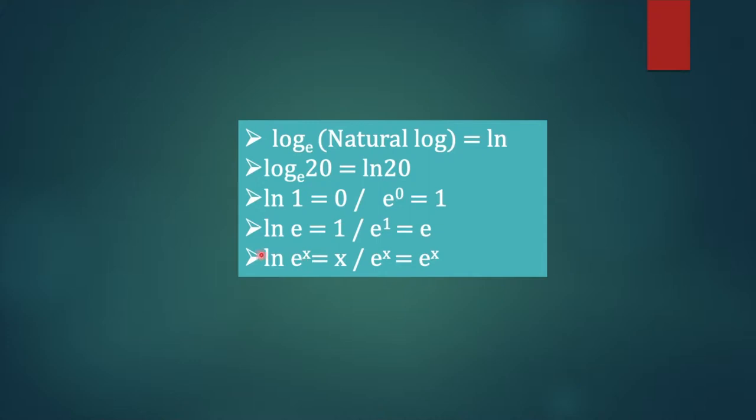Another property of natural log is ln of e to the power x. What is the ln of e to the power x? Here the base e is hidden. What is the power of e to become e to the power x? It is x itself. ln e to the power x is equal to x. These are some of the properties of natural log which we often come across and which are quite useful to remember.